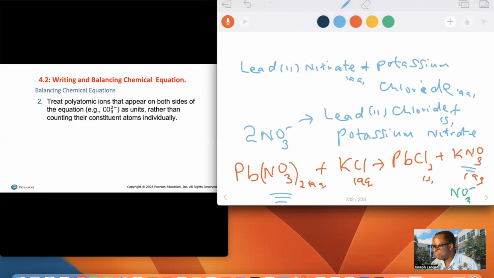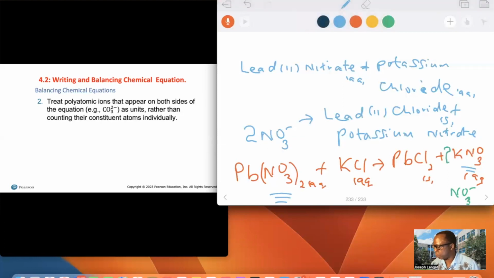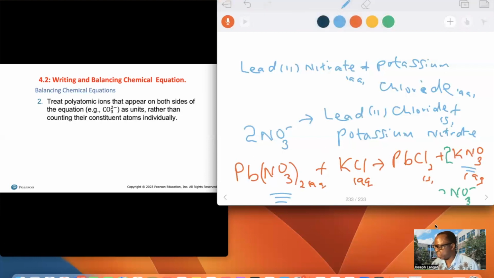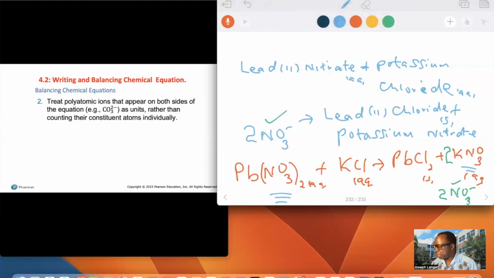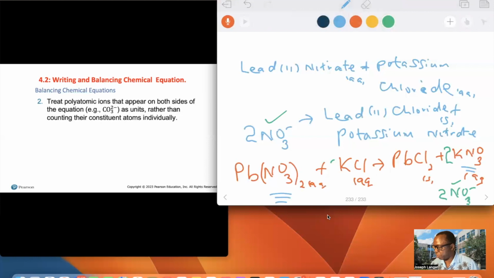We need to balance this. When you treat it as a single unit, you need a 2 in front here so that it balances the nitrate. So I have 2 nitrates right here, and 2 nitrates there, and the equation is balanced. Chloride, we have 2 here and 1 there, so I need a 2 in front here, and the equation is balanced the way it is.